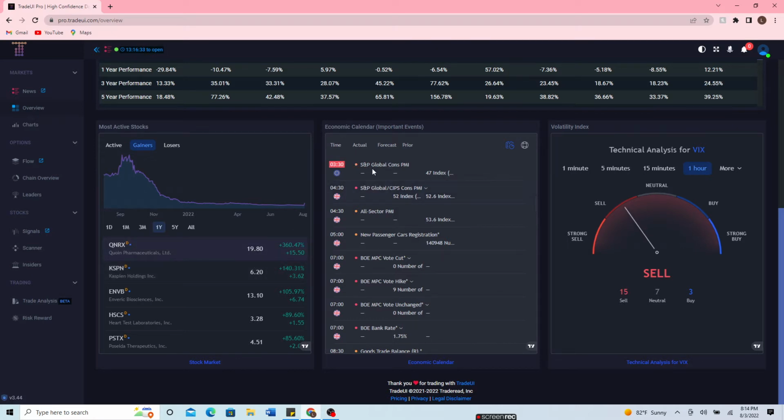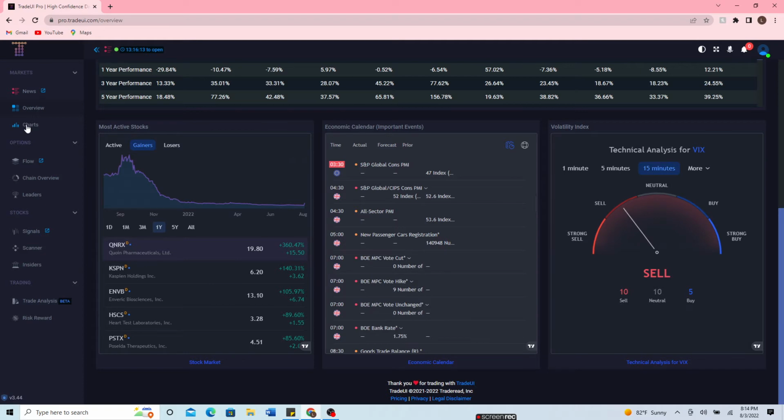It'll also mention the economic calendar and all the news that's coming out on the economic scale, as well as give you the VIX index to show you if people are starting to sell or starting to buy, and this is on the 1 hour, the 15-minute, the 5-minute, and the 1 minute. It will change as you change these timelines.